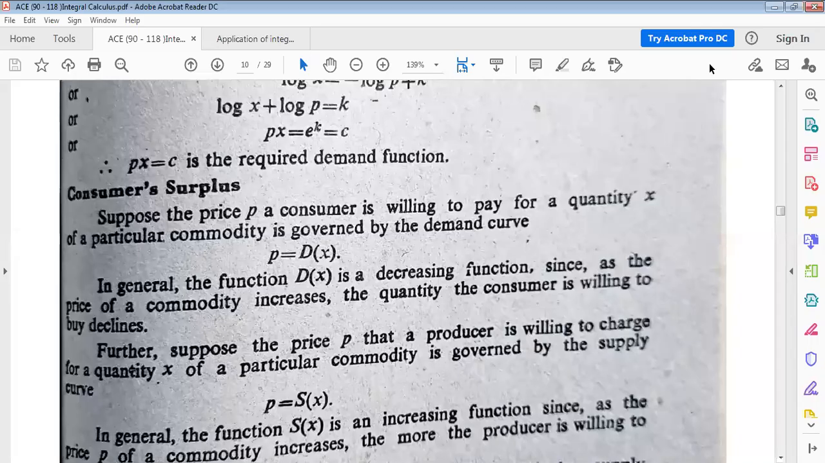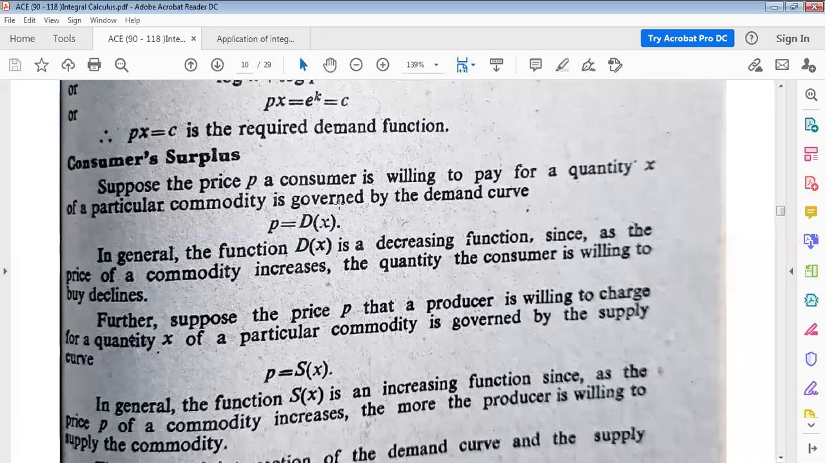Okay, today we will start with what is consumer surplus and producer surplus. Consumer surplus: suppose the price P that a consumer is willing to pay for a quantity X of a particular commodity is governed by the demand function. This is P equals D(x). D(x) is the demand function.